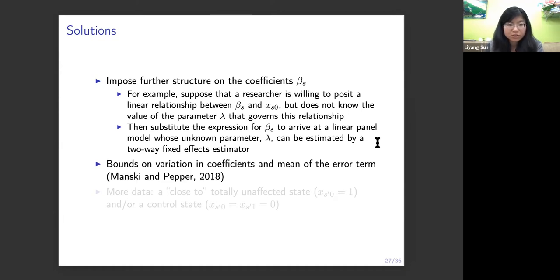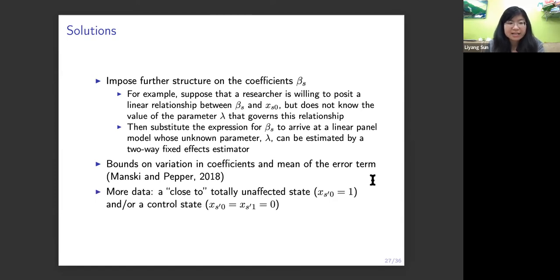Another approach is to impose bounds on the variation in coefficients and the mean error term. One example is a paper by Manski and Pepper, who calculate the implied bounds on the average treatment effects of the right-to-carry laws on gun violence.